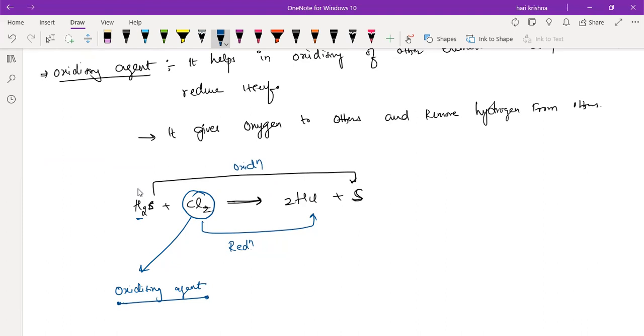Understanding? Or you can say it gives oxygen to others or removes the hydrogen from others to oxidize others. So this type of agent is called an oxidizing agent. Clear? Any doubts in this oxidizing agent? It's clear, sir. Oxidizing agent means it helps oxidizing of other elements or compounds and reduces itself, or it gives oxygen to others and removes hydrogen from others.